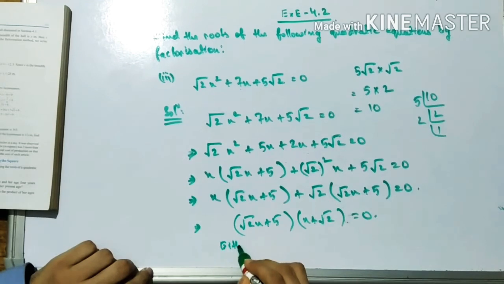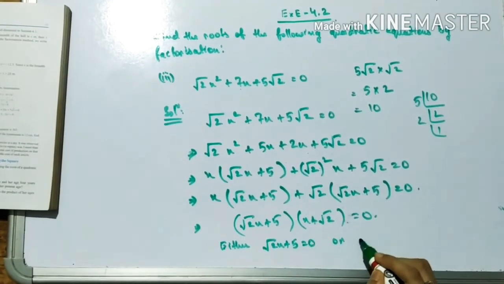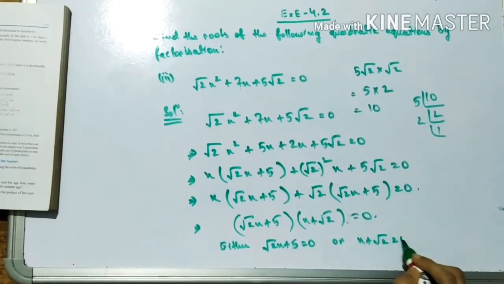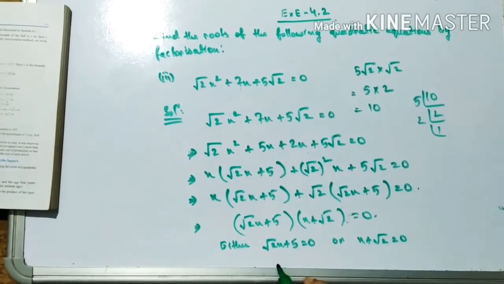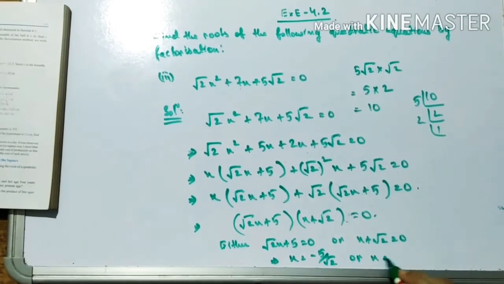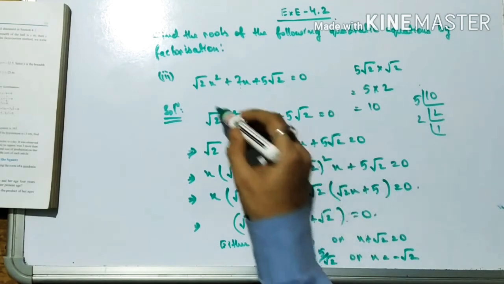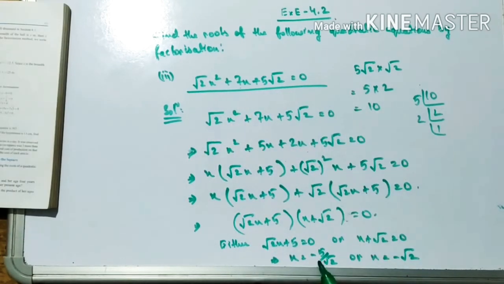Okay. So now I can say either root 2x plus 5 equals to 0 or x plus root 2 equals to 0. So I can take x equals to minus 5 by root 2 or x equals to minus root 2. So therefore, the roots of the quadratic equation are minus 5 by root 2 and minus root 2. Understand what I have done here?